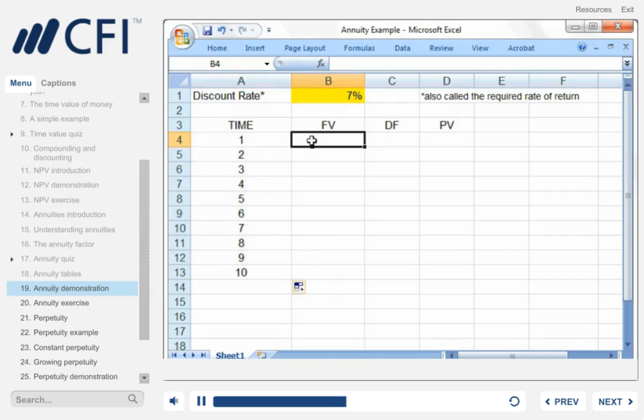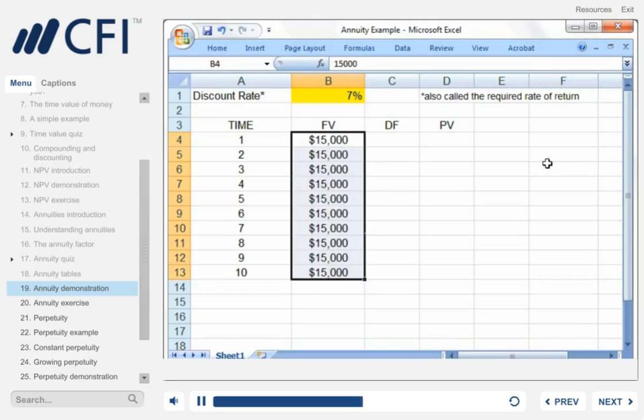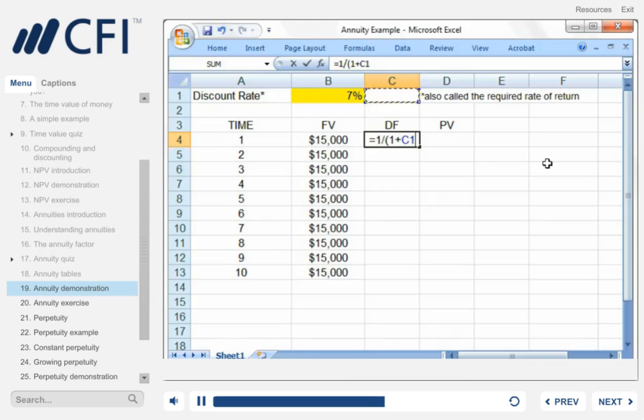And the future value is $15,000 each of these 10 years. We need to insert the discount factor formula, which reads equals 1 divided by bracket 1 plus B1, close bracket, all to the power of A4. We can now fill this formula down.